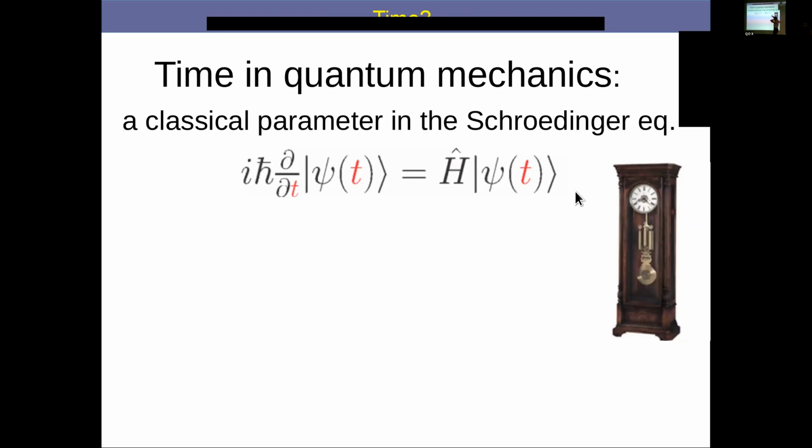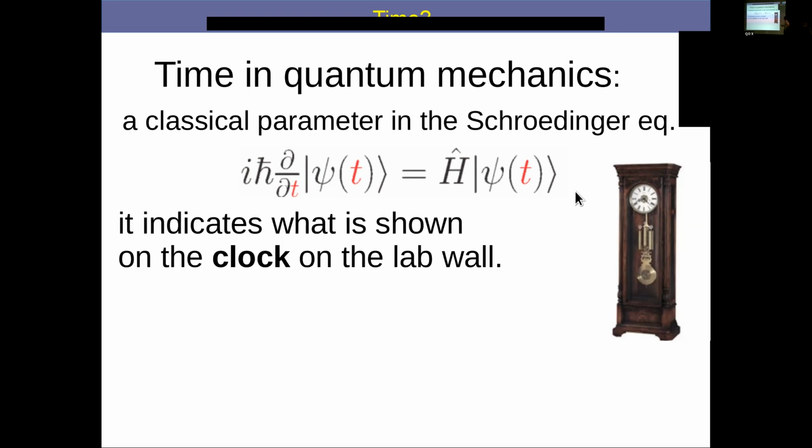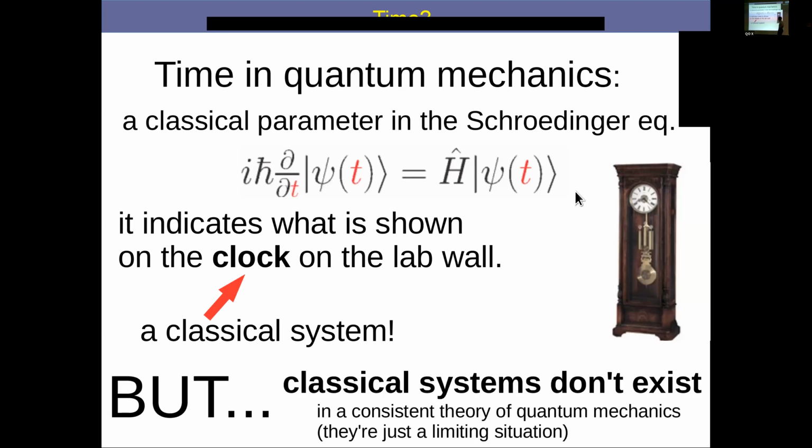Time in quantum mechanics is basically a parameter that appears in the Schrödinger equation. If you take the formal structure of the theory, this is an axiom, the Schrödinger equation, and this is where time appears. Its meaning is that it indicates what is shown on a clock, which is on the wall of your lab. So you have your optical table where you're doing the experiment, and the clock is something like a classical system, which is on the wall of your lab.